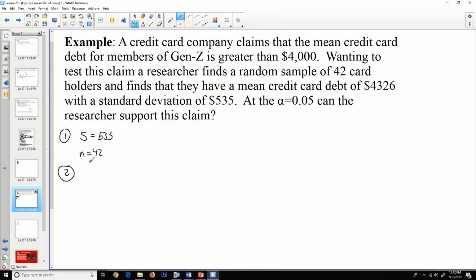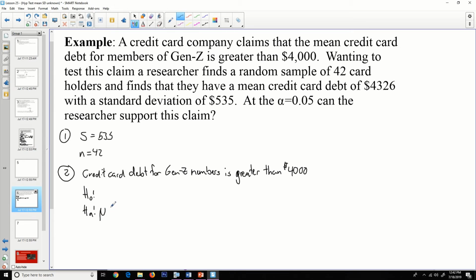So our claim here is credit card debt for Gen Z members is greater than $4,000. And so for the null hypothesis, just so we're clear for my alternative and null, this is greater than, so it is an inequality symbol.